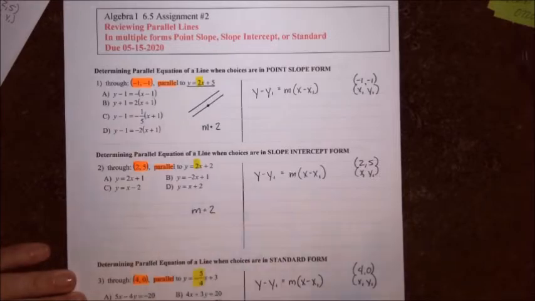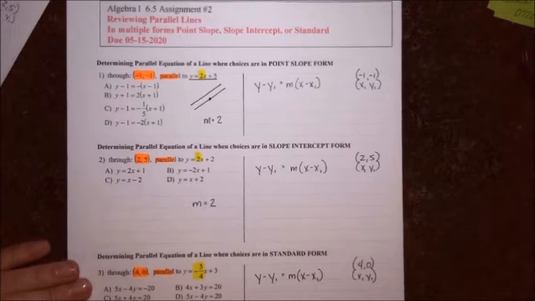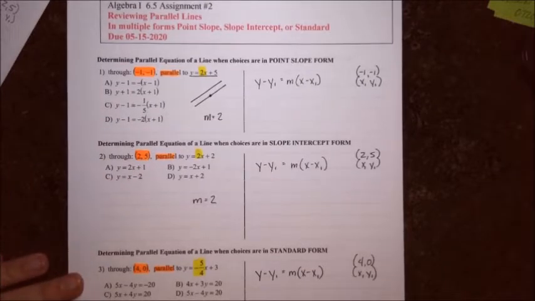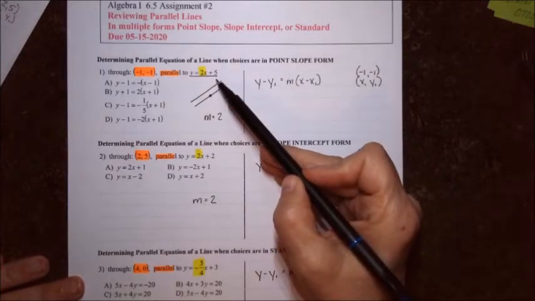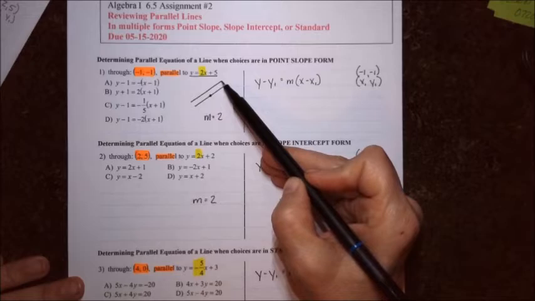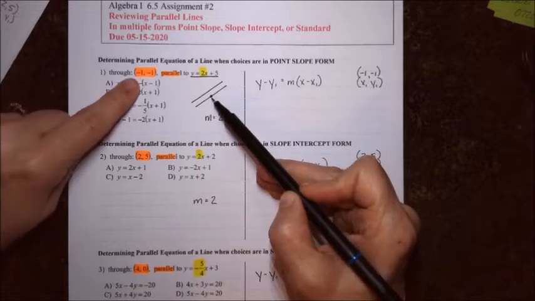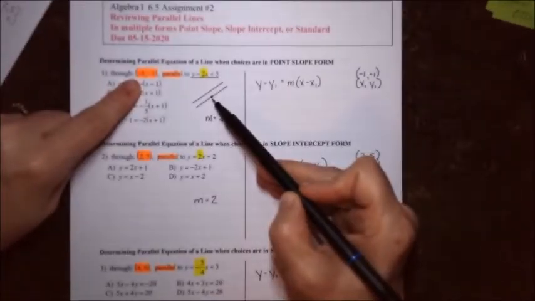For the sake of the video and to save us time, I've already pre-written a few notes in here, but what we need to remember about reviewing parallel lines and perpendicular lines is that we have an original equation that produces a line. We're looking for a parallel line that also meets this condition and passes through that point.